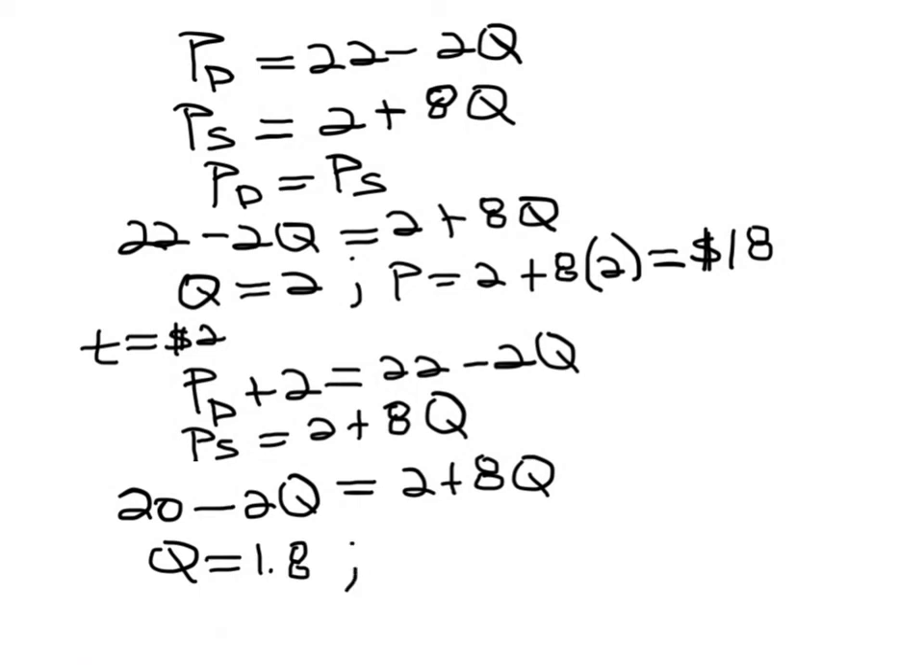And the equilibrium price should probably be less than before because the demand curve shifts to the left. If you put Q into the supply curve again, we end up with a price equal to 16.4. So the effect of this tax was that it decreased the quantity, and also it decreased the price. The price went down to 16.4, and the quantity went down to 1.8.